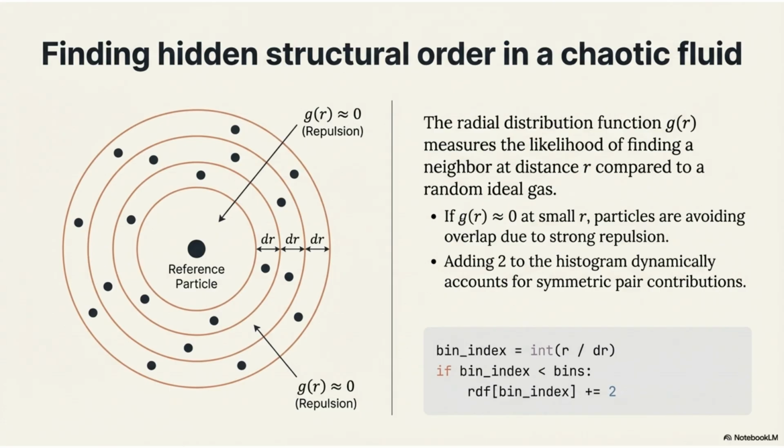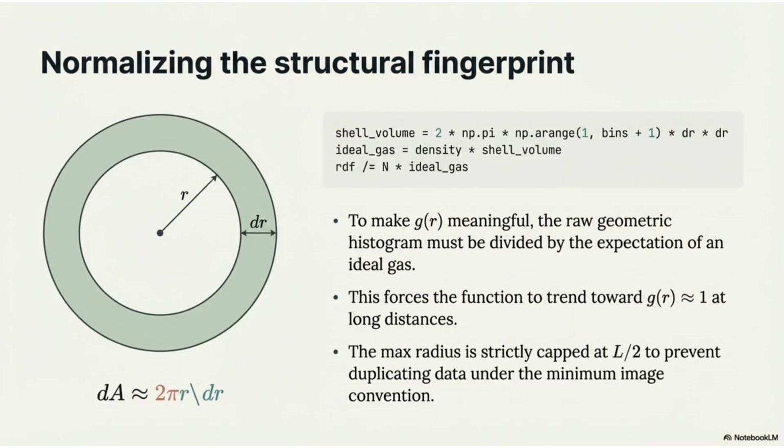We can find hidden structural order in this chaotic fluid using the radial distribution function, g(r). It measures the likelihood of finding a neighbor at distance r compared to an ideal gas. g(r) near 0 at small r indicates repulsion. To make g(r) meaningful, the raw geometric histogram is normalized by the expectation of an ideal gas. This forces the function to trend toward g(r) near 1 at long distances.